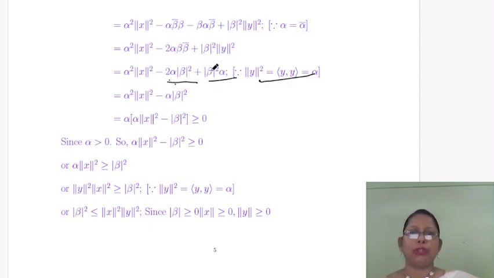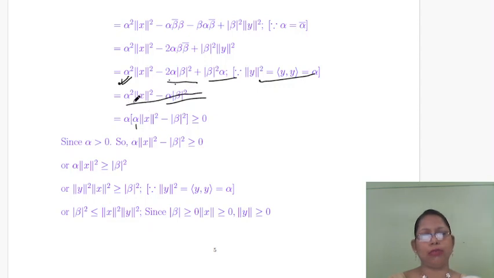So this is minus 2 alpha beta modulus of beta squared. This is plus alpha modulus of beta squared. I will get minus alpha beta squared. This term will be left as it is. Okay. From here I will take alpha common. This is alpha, within the bracket it is alpha norm of x squared minus modulus of beta squared. This is greater than or equal to 0. Since alpha is greater than or equal to 0, this one is greater than or equal to 0.